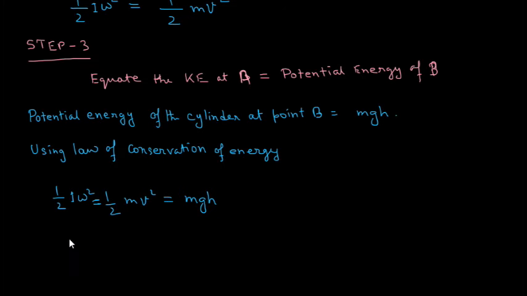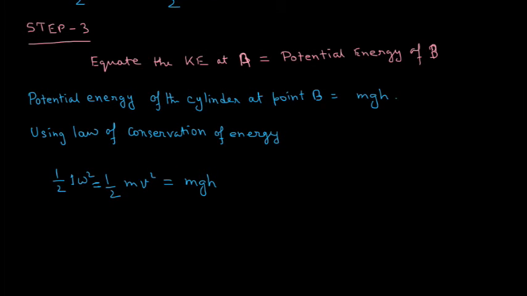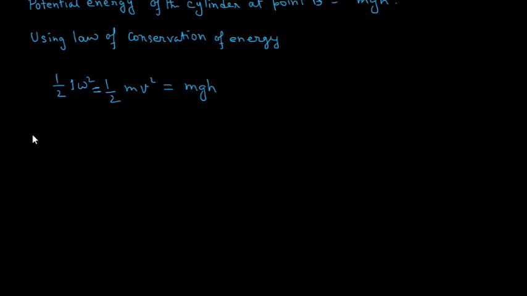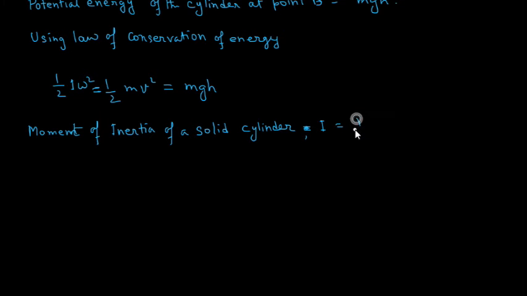Fine. Now we'll put the value of moment of inertia in this equation. So we know that moment of inertia of a solid cylinder is I equal to half m r square, where m is the mass and r is the radius of the cylinder.